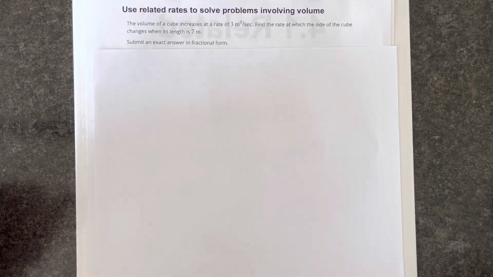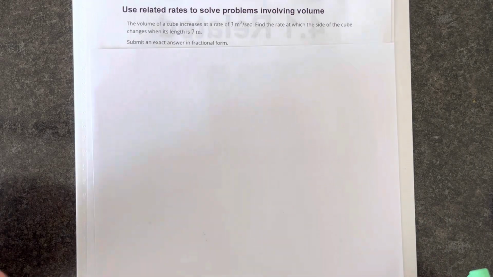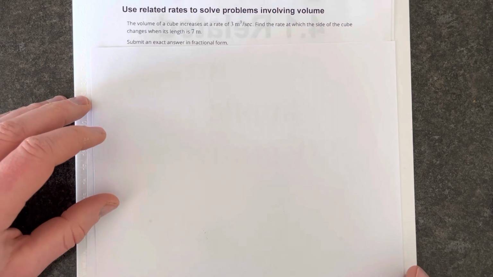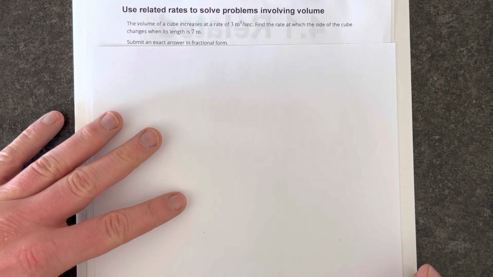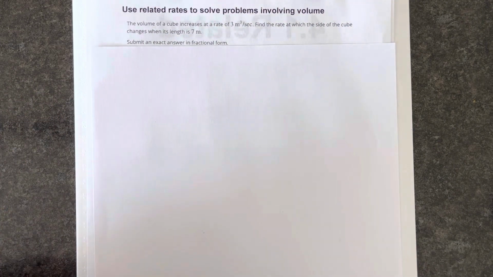In this video, we're going to use related rates to solve problems involving volume. It says the volume of a cube increases at a rate of 3 meters cubed per second. Find the rate at which the side of the cube changes when its length is 7 meters.